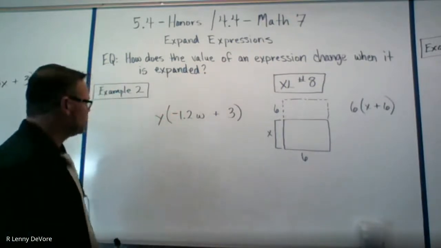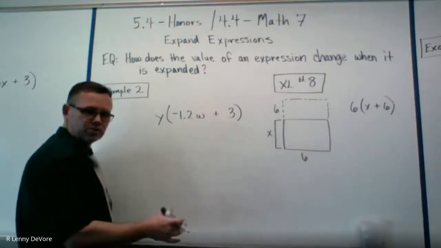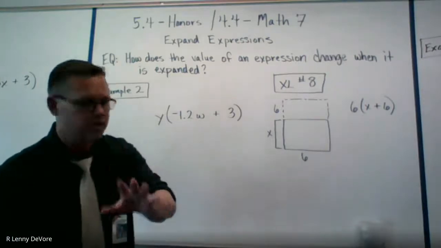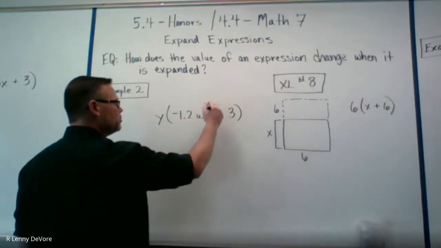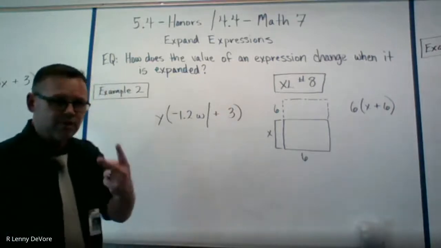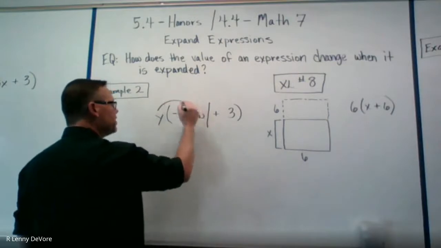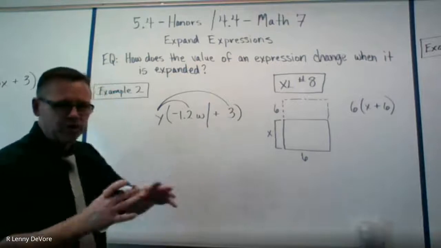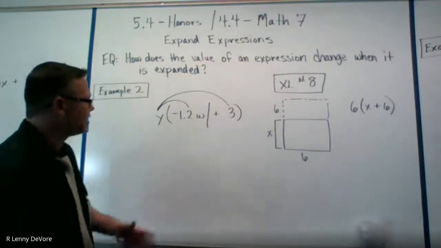So what I need to do first is, within the parentheses, determine how many terms there are. Now remember, terms are always separated by a plus, minus, or an equal sign. In other words, in this one, I have a negative 1 2/10 w and a positive 3. So 2 terms. That means I'm going to multiply both those terms by y. So I'm going to multiply it by this one, and I'm going to multiply it by this one. It seems a little weird because we're just distributing a variable, but that's all we have to do.